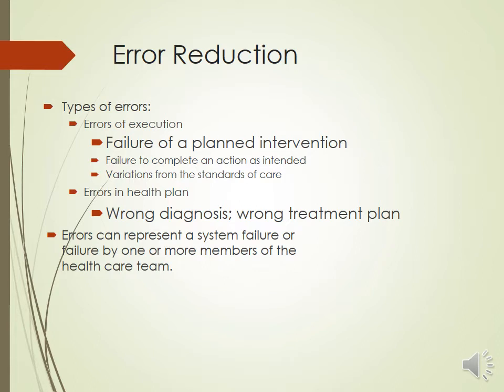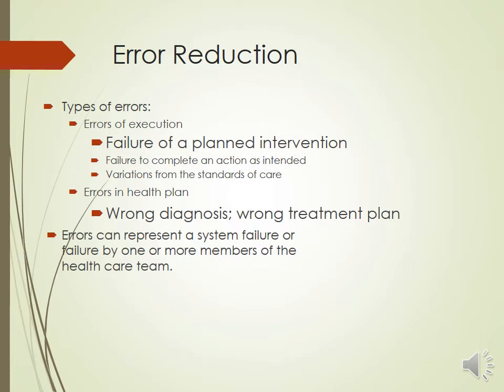So going to error reduction, which actually is about safe practice, all healthcare facilities should be looking at reducing errors so that they provide safe care. There are two types of errors. We have errors of execution and we have errors in the health plan. Errors of execution, there's three types. There's the failure of a planned intervention, so the intervention didn't work. So what are we going to do about it? There's the failure to complete an action as intended. So maybe someone didn't follow a policy and procedure appropriately.